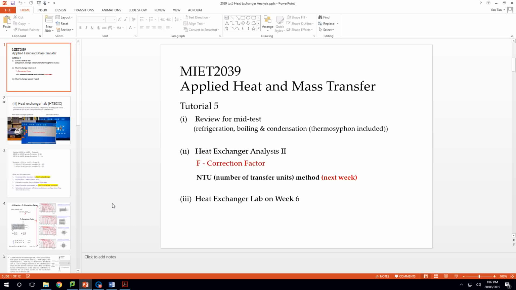Hi everyone. I don't know what's happening with the computer here, so it seems like I cannot do the slideshow, or else there's nothing playing here, so I will just do it this way. Hope you can see it clearly.